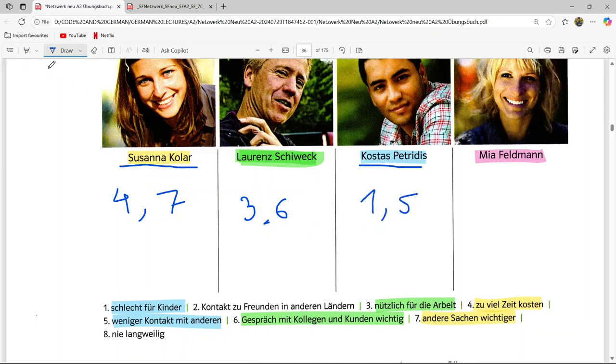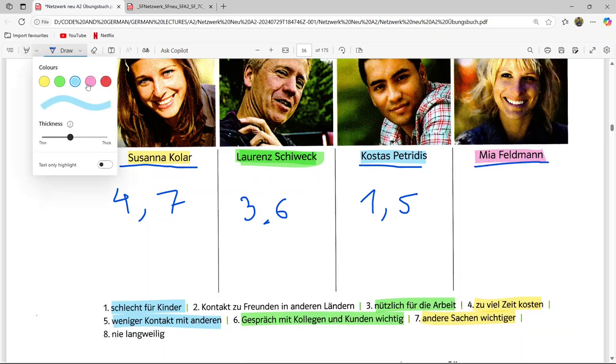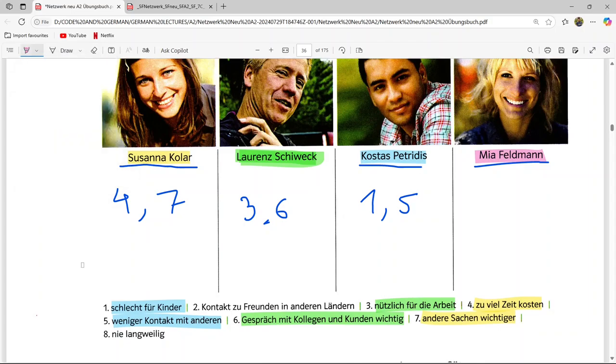Und unsere letzte Hörerin ist... Ja, guten Abend. Mein Name ist Mia Feldmann. Ich sehe das ganz anders als Kostas. Ich habe viele Freunde im Ausland und mit ihnen habe ich viel mehr Kontakt durch das Internet. Ich bin mit meinem Smartphone oft online und finde das überhaupt nicht schlimm. Für andere ist das doch egal.